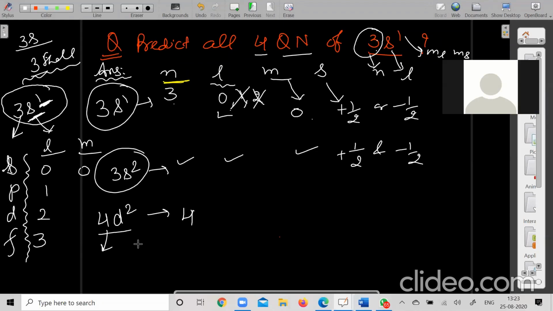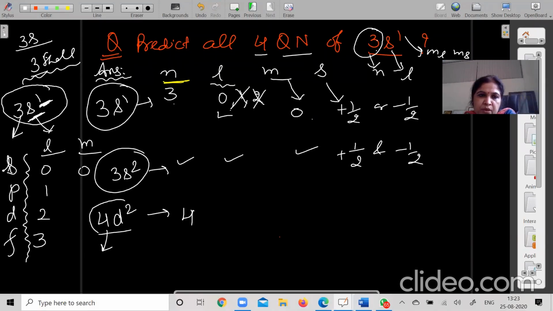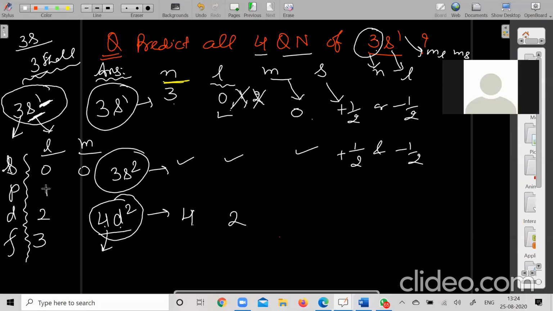Quantum numbers you have to predict from here only. This is the N value, 4 is the N value. What is the L value? Quickly say, anybody. 2, because it is d. For d, the L value is 2.